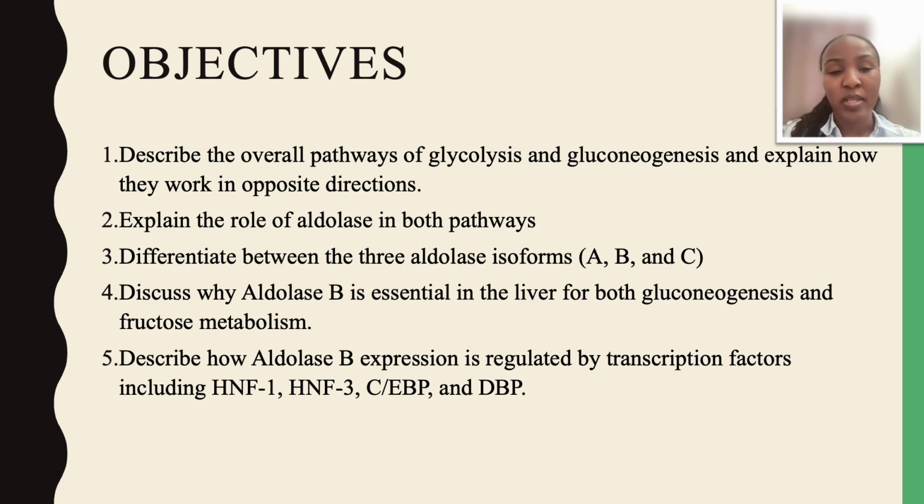Discuss why aldolase B is essential in the liver for both gluconeogenesis and fructose metabolism. Describe how aldolase B expression is regulated by transcription factors including HNF1, HNF3, CEBP, and DBP.